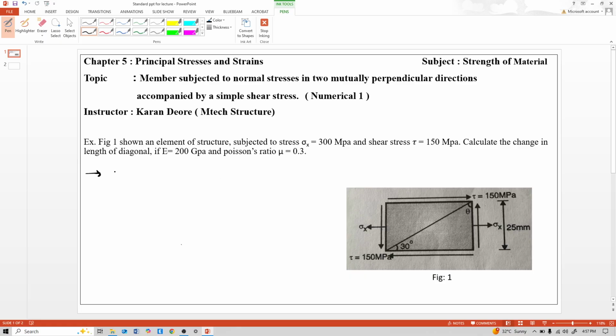First write the given data. Sigma x is 300 MPa. Normal stresses in two mutually perpendicular directions are sigma x and sigma y, but here sigma y is 0. They don't tell us about sigma y in the numerical, so let us consider sigma y is 0 MPa, and tau, the shear stress, is 150 MPa.